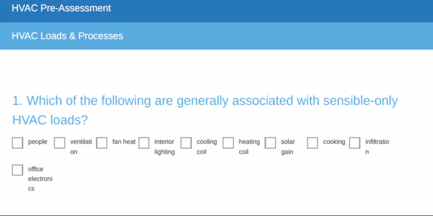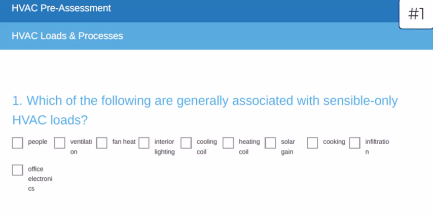The goal of this HVAC pre-assessment was to help us as instructors understand where everyone in the class is at with regards to the fundamentals of HVAC in our buildings, as well as help you as students identify any specific areas that you may want to brush up on before we get into using HVAC in our existing building commissioning tasks. So I'll just start with number 1 here.